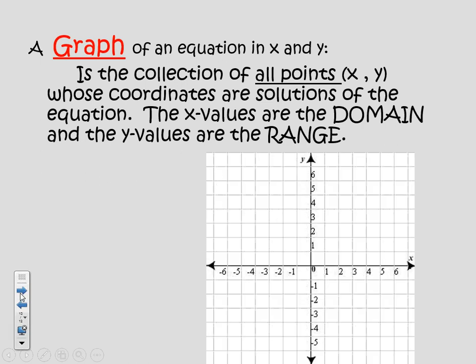Okay, the x values are the domain and the y values are called the range. We're going to see the words domain and range come up quite a bit this year. So remember, (5, 4), the very first point we tried out here, was only one solution. There are more, like (3, 0).